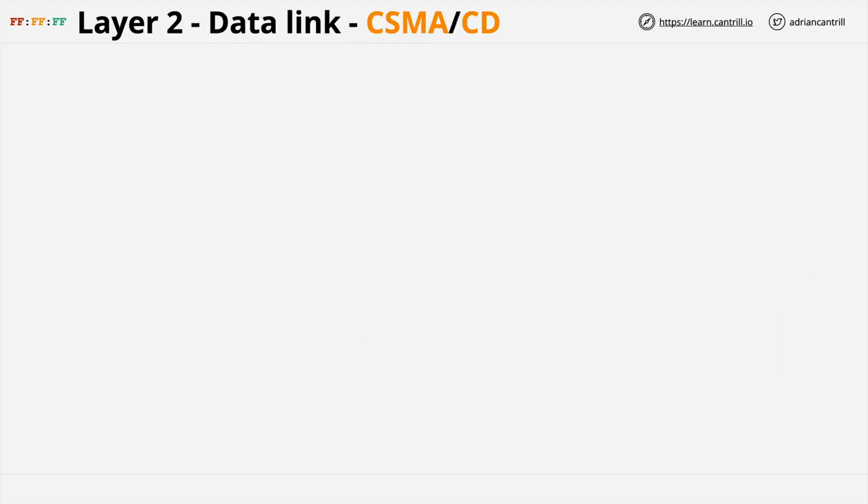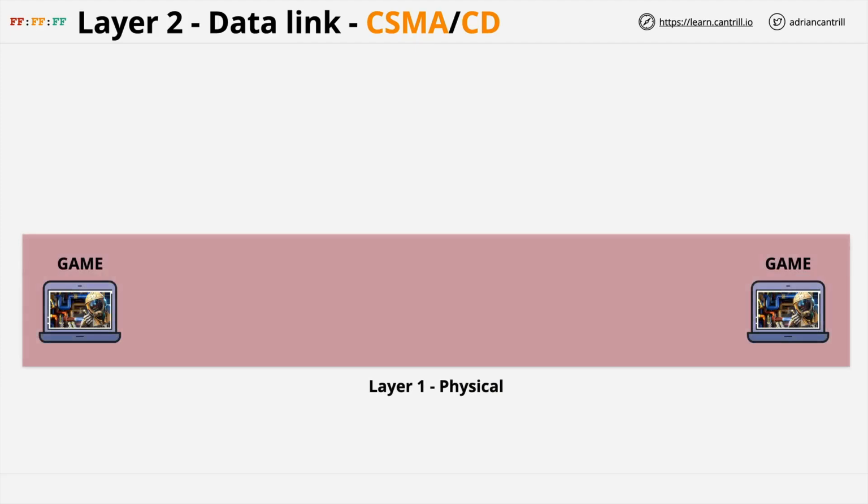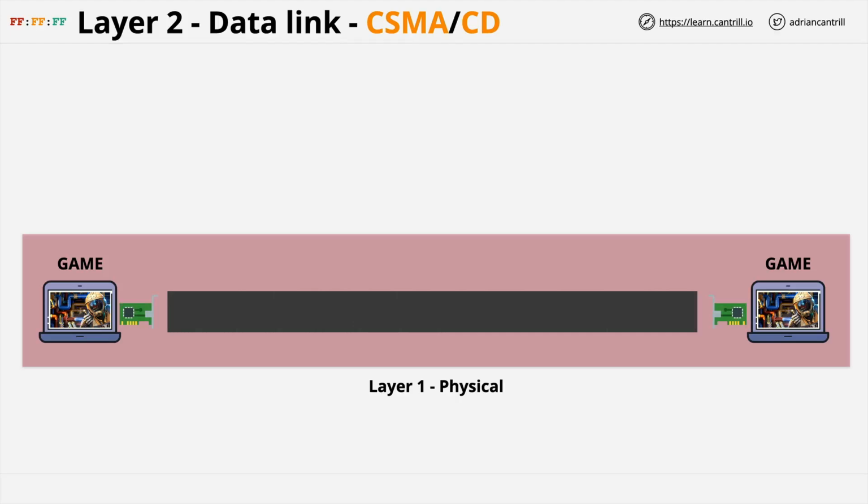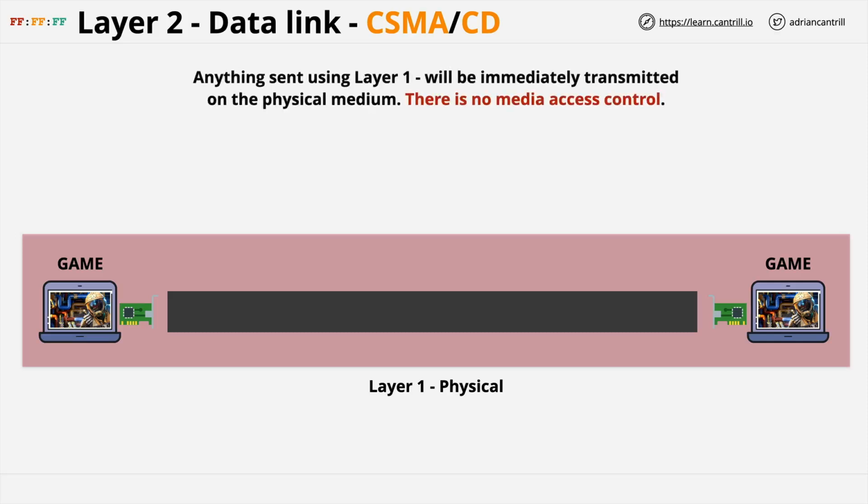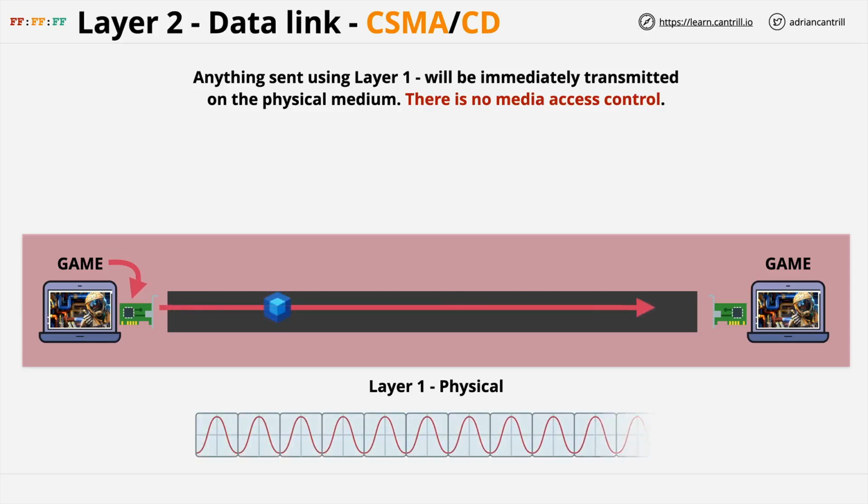Now, as a reminder, this is the problem that we have with a purely layer 1 network implementation. We have two devices running a game, a laptop on the left and a laptop on the right, and these are connected using a single network cable, a shared physical medium. As I mentioned earlier in this lesson series, layer 1 provides no media access control. The layer 1 software running on a network card will simply transmit any data it receives onto the physical medium. So if the game on the left sends some data, it will be transmitted onto the medium and it will be seen by the device on the right.